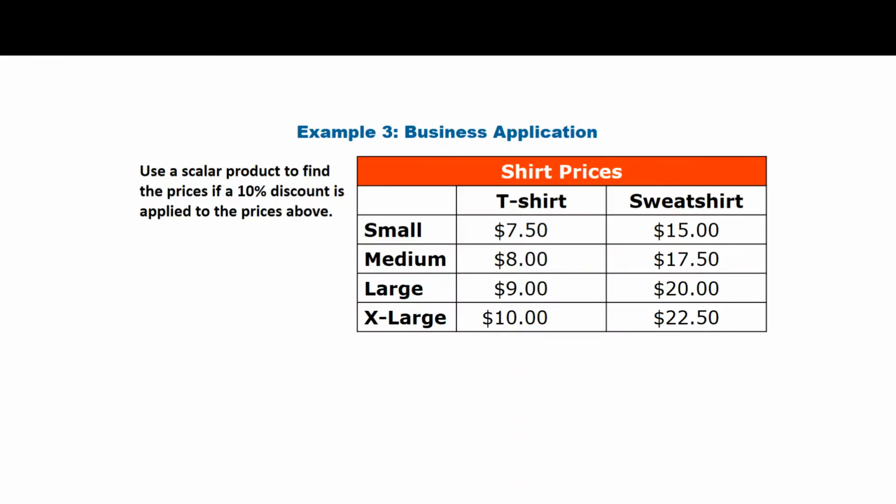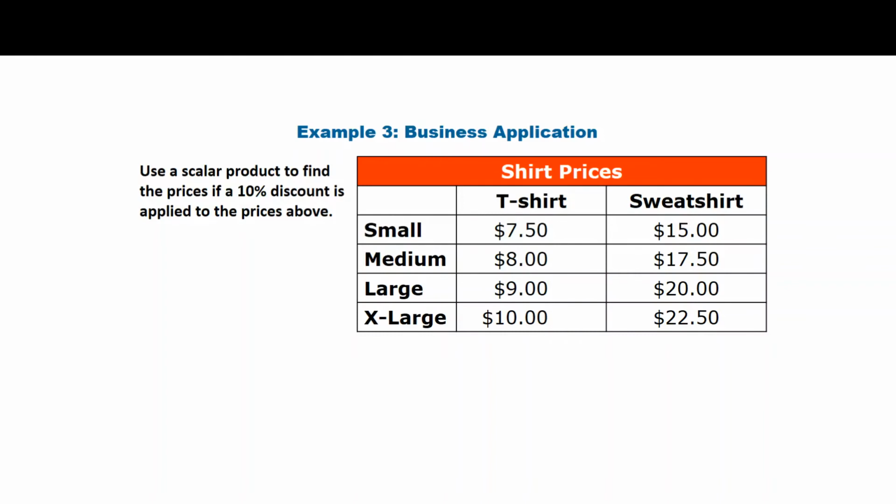All right, you can also multiply a matrix by a number called a scalar. To find the product of a scalar and a matrix, or the scalar product, multiply each entry by the scalar. So look at this example. Use scalar product to find the price if 10% discount is applied in the price above.